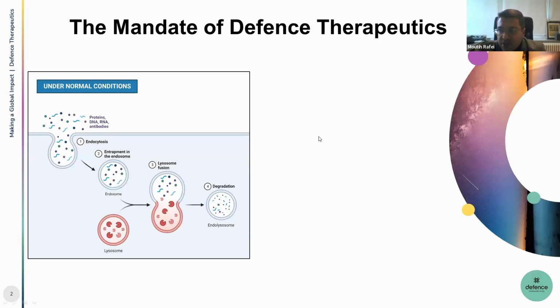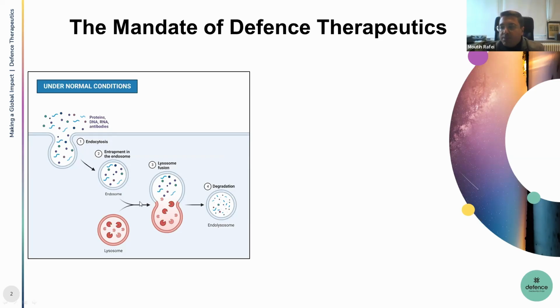So again, what is the mandate of Defense Therapeutics? As you know, if you have, for example, an antibody or mRNA molecule, any kind of biomedicine that you'd like to introduce into a target cell, these molecules will be taken up by a process called endocytosis, which will lead eventually to the development of an endosome. These structures are usually there to make sure that whatever protein or biomolecule has been captured could be degraded into smaller portions that will eventually lead to the cytosol to a certain point.